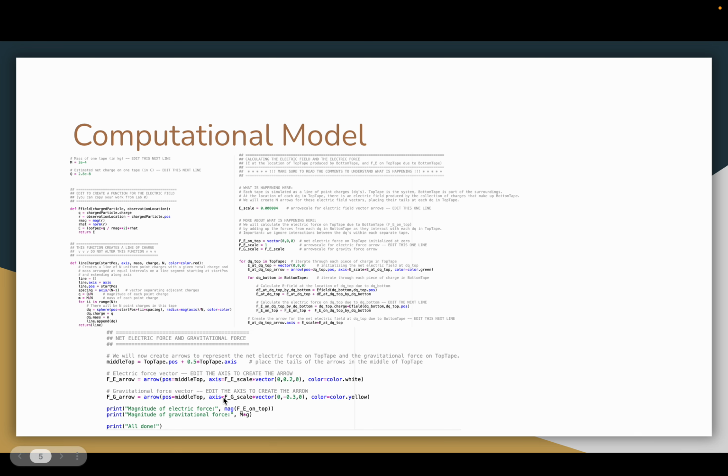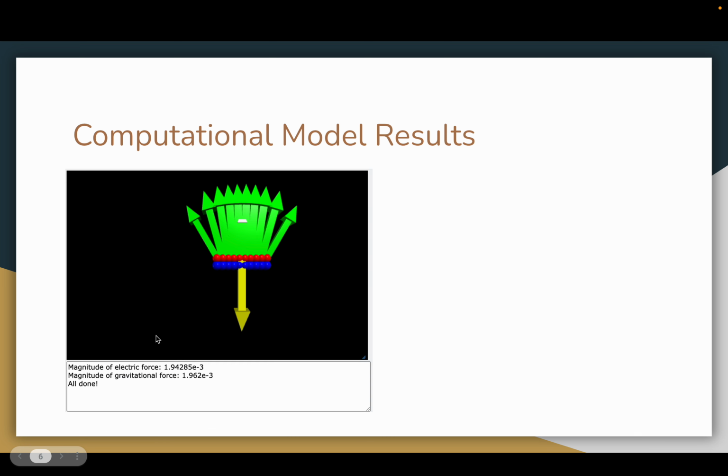Oh, and then this last part right here is just calculating the net electric force and gravitational force. We're representing the net electric force using arrows that we've made in the previous section. We're making an electric force vector arrow and a gravitational force vector arrow, and that's just supposed to show the magnitudes of the electric force and the gravitational force. So this is the computational model right here. This is the result of it. As you can see, we have all those arrows representing the charged tape. Then we have the magnitude of the electric force, and then we have the magnitude of gravitational force. And as you can see, these basically even out, which keeps the tape from either rising or falling.